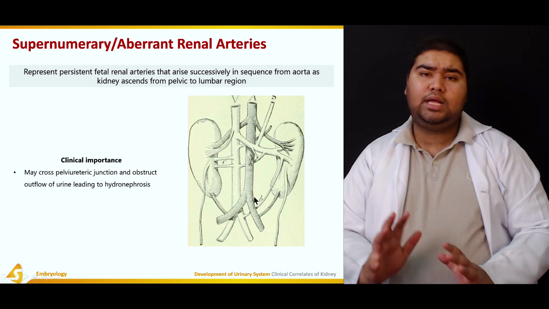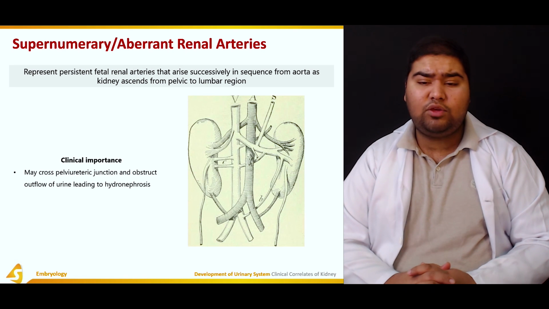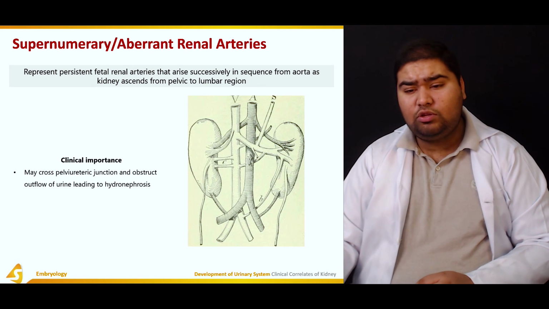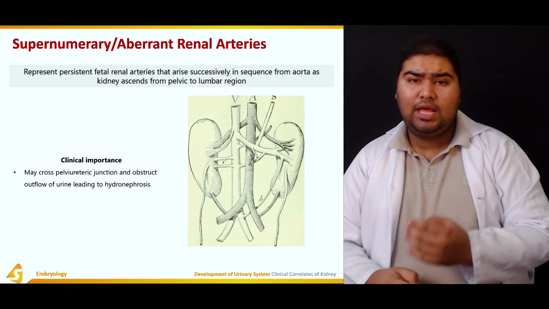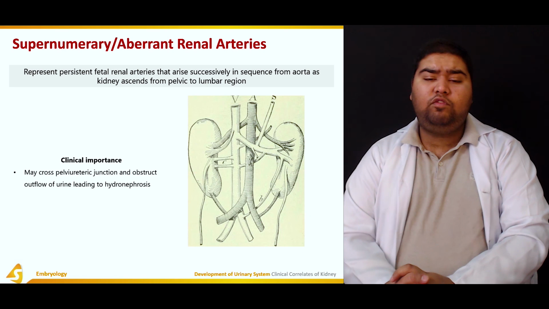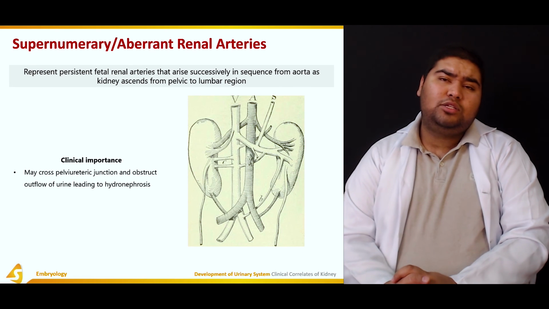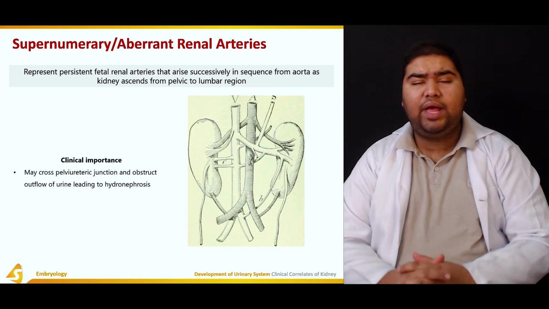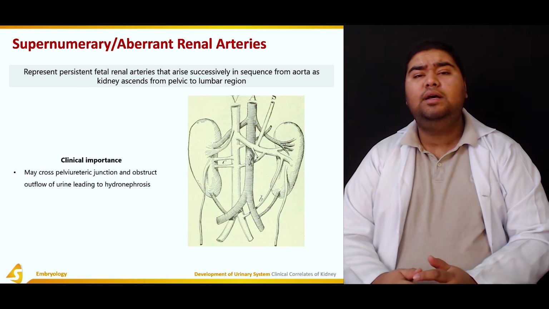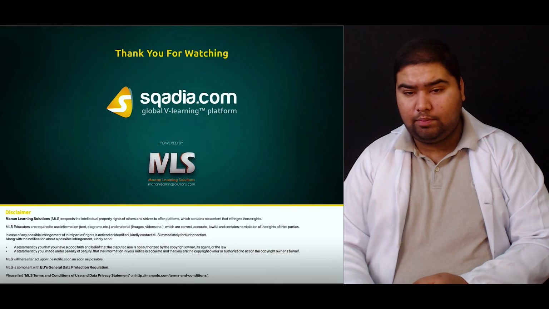Now the clinical importance is that they may cross the pelvic-ureteric junction, the junction of the renal pelvis and the ureter. These arteries may cross it and obstruct the outflow of urine, which may lead to hydronephrosis, a collection of urine within the renal parenchyma, and as a result the kidney enlarges in size. So this is the clinical importance.